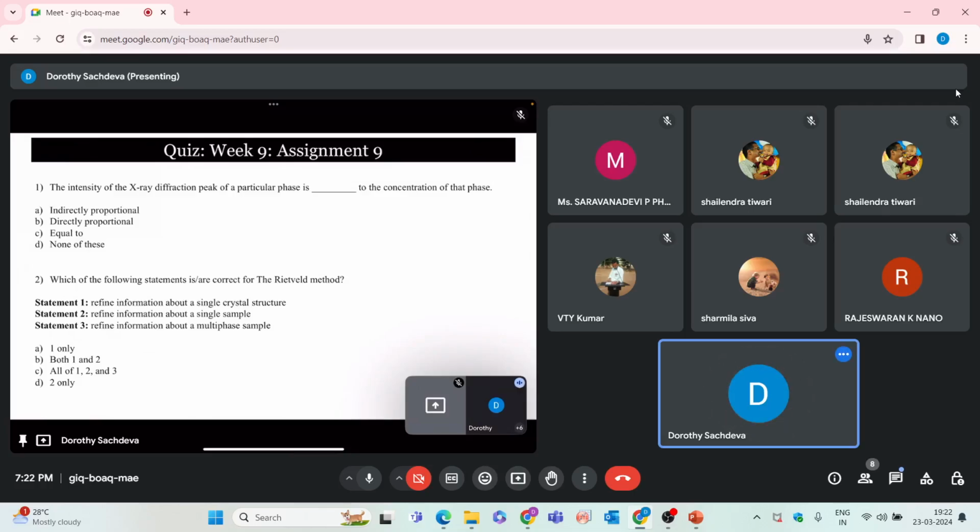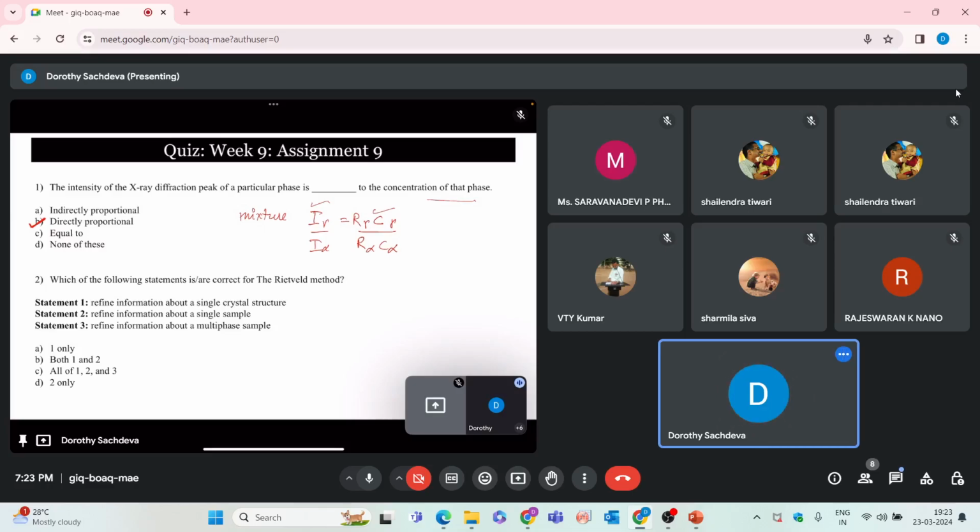The first question says that the intensity of X-ray diffraction peak of a particular phase is dash to the concentration of that phase. This we discussed, I guess, in the long equation. Or you can also remember the equation where we compared the ratio of intensity for the mixture, where we wrote that I gamma divided by I alpha is equal to R gamma C gamma divided by R alpha C alpha. Remember? So from here also you can write simply that your intensity will be directly proportional to the concentration of that phase. So this option B will be the correct answer for this case.